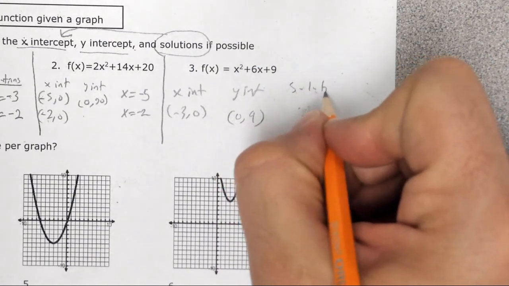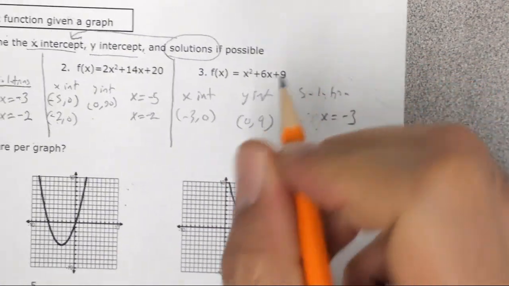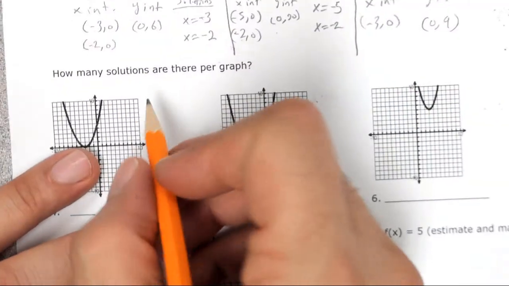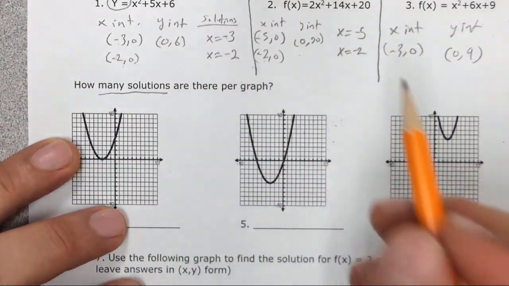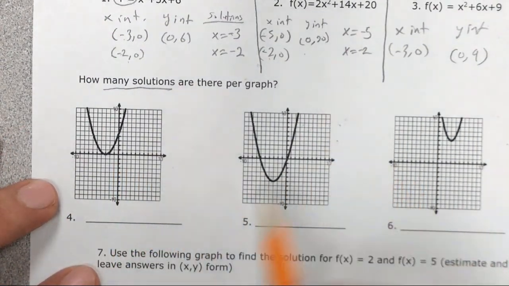Solutions, x equals -3. So that tells us that there might be multiple different solutions. This time we had 2 solutions, this time we had 1. And these are the graphs that tell us how many solutions you get.